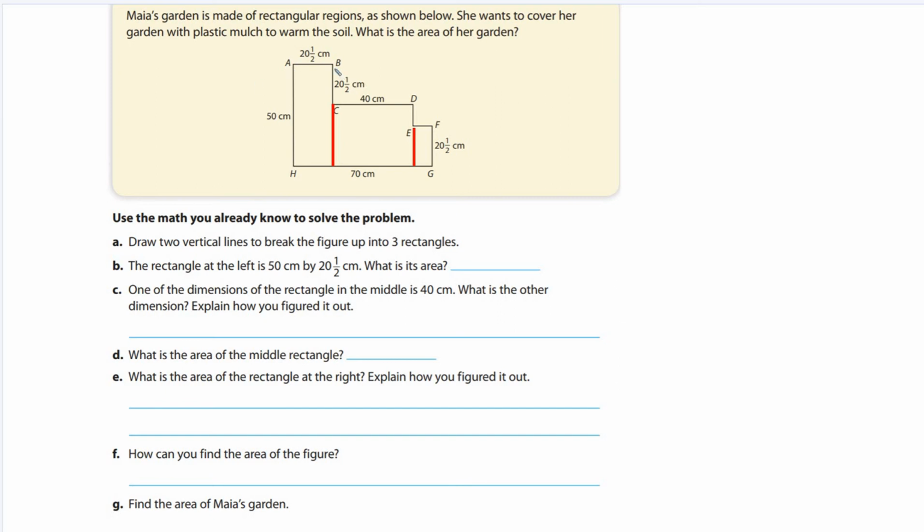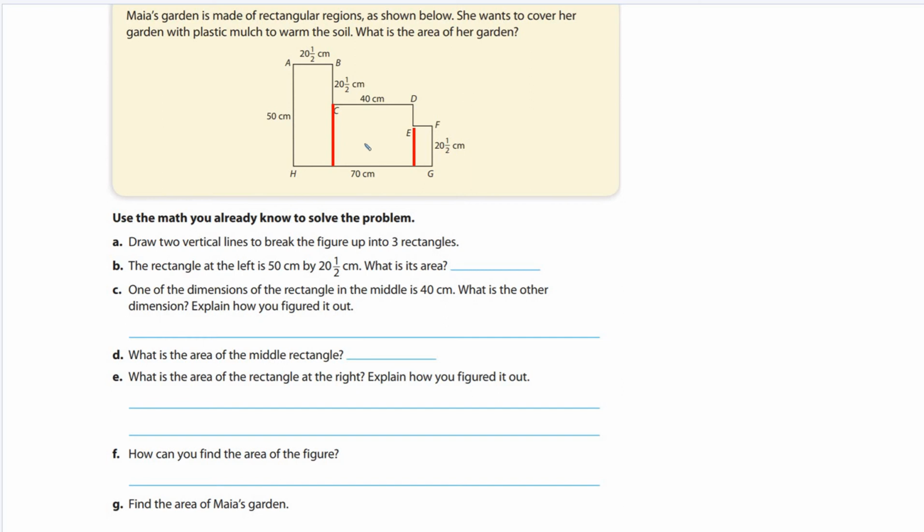So now I want you to think about this whole line segment here is 50 centimeters. And if this line segment here is 20 and a half centimeters, what do you think the measurement of this line segment will be? So if you obviously take 50 minus 20 and a half, you get your answer. So I'm hoping you guys did that or thought about that. Once you have that length, then you can find the area of the middle rectangle. So I would go ahead and find the area of that.